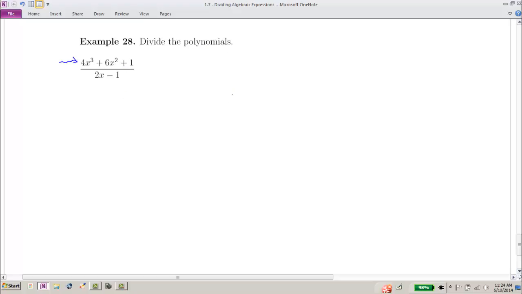And so when we do the division, I'm actually going to include an x term just as a placeholder. It'll help us to keep our work organized and avoid errors. So I'm going to have 4x cubed plus 6x squared. And the way I'm going to add an x term without changing what the expression is equal to is to write plus 0x plus 1. And we're dividing this by 2x minus 1.